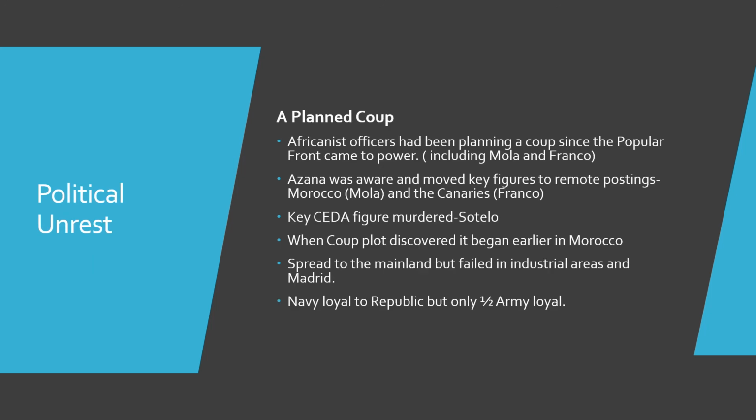As I've already said, Africanista officers had been planning a coup since the Popular Front returned to power in 1936. Azaña was well aware of this and moved these key figures to remote postings. He sent Mola to Morocco and Franco to the Canaries. However, sending his generals into exile failed to diminish the appetite among the right for a coup. In fact, despite being in exile, Franco, Mola and Sanjurjo continued their plans to overthrow the government.